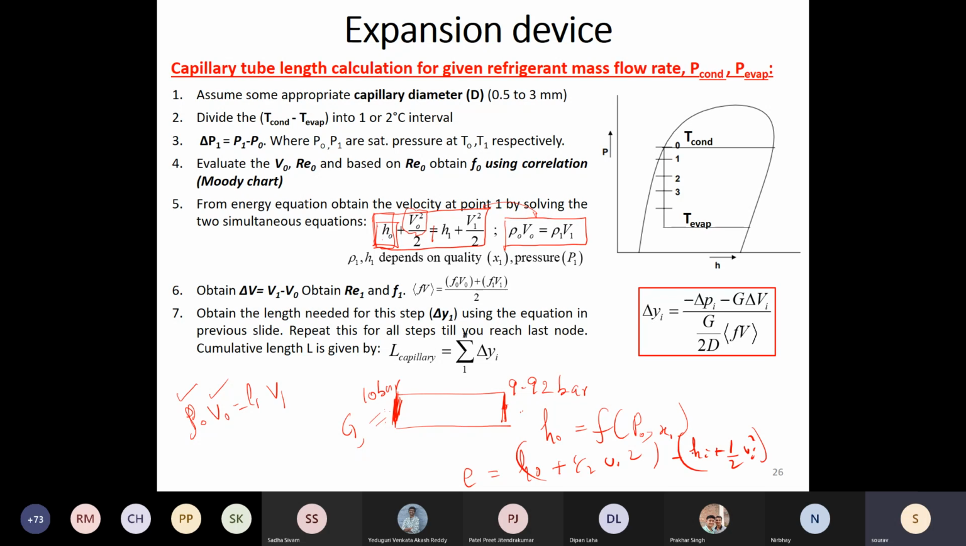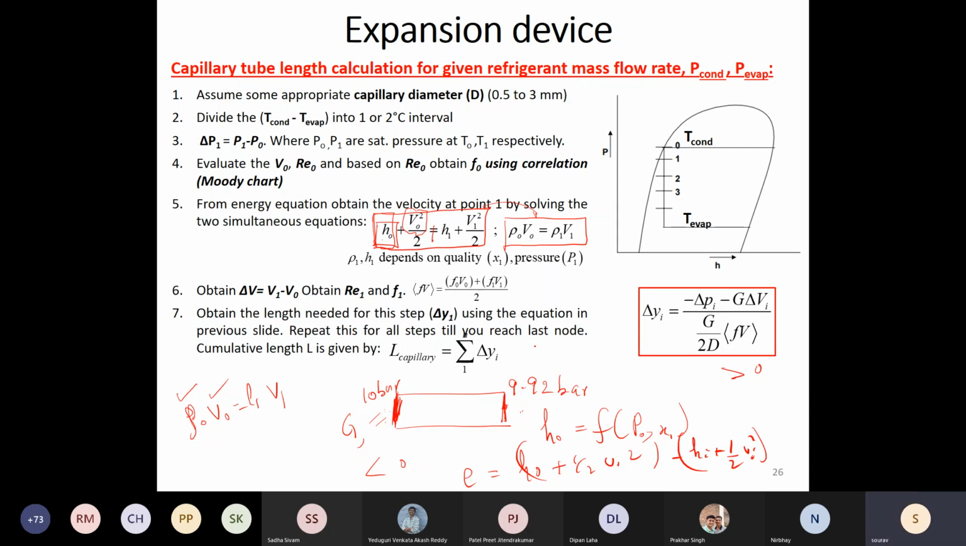I check if the error is positive or negative, and again I assume some other quality. So let's say with one assumption I get the error as positive, with some other assumption I get the error as negative. Then I bisect these two qualities and check again if the error is positive or negative. So this is the bisection method. I don't know if you have studied it in your first year or second year mathematics.